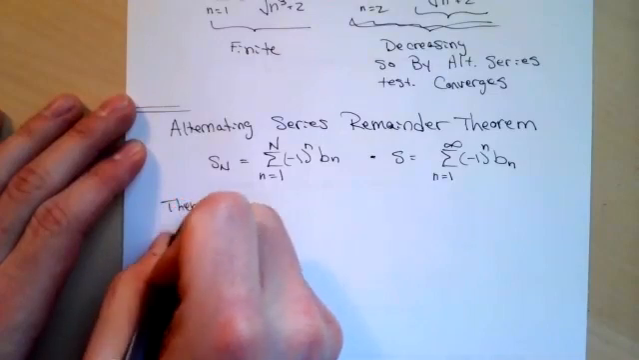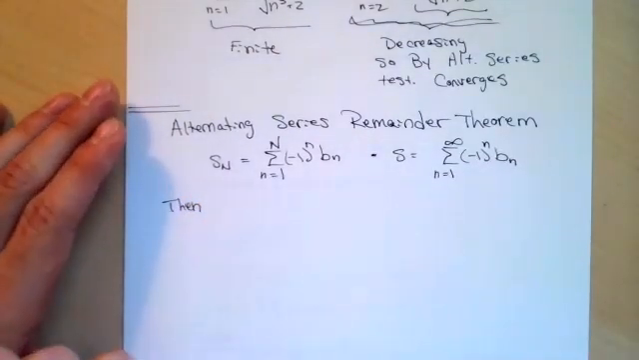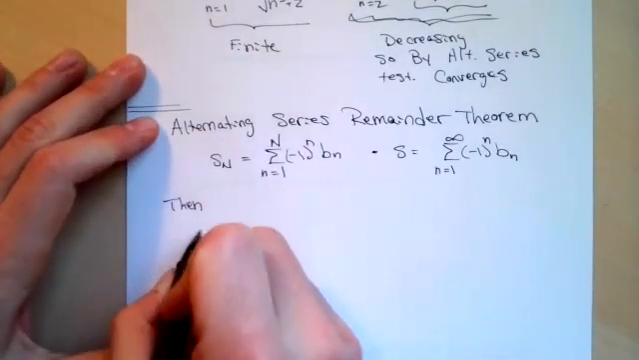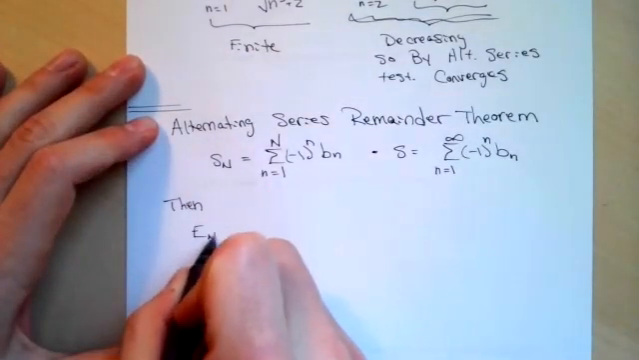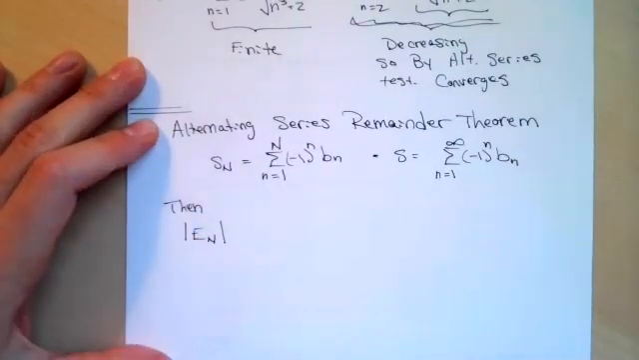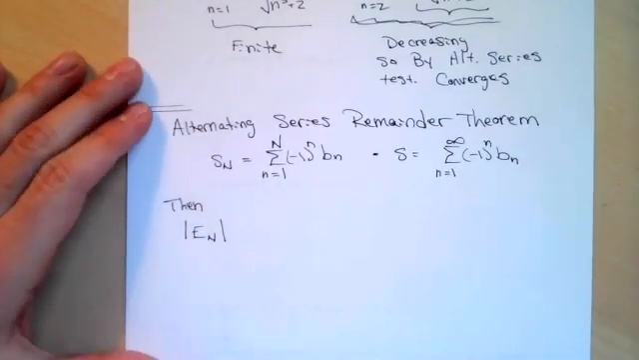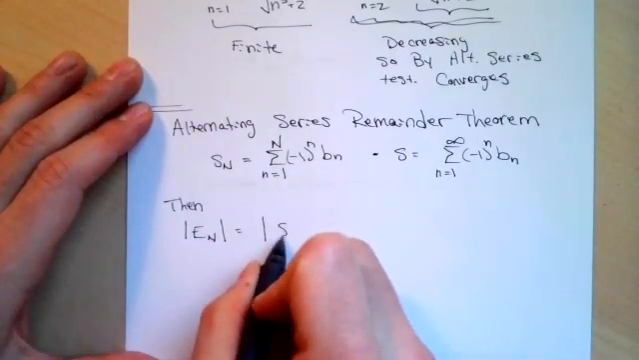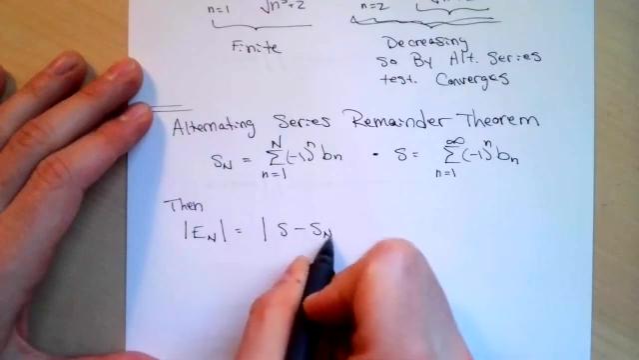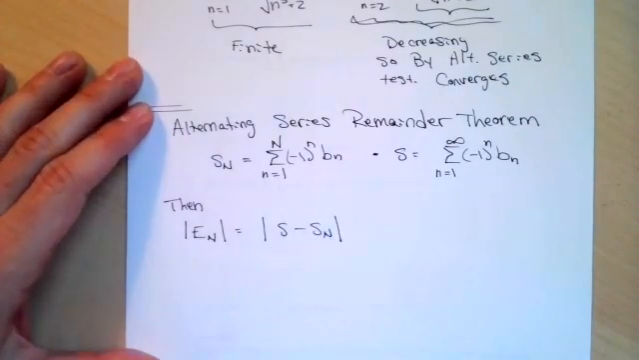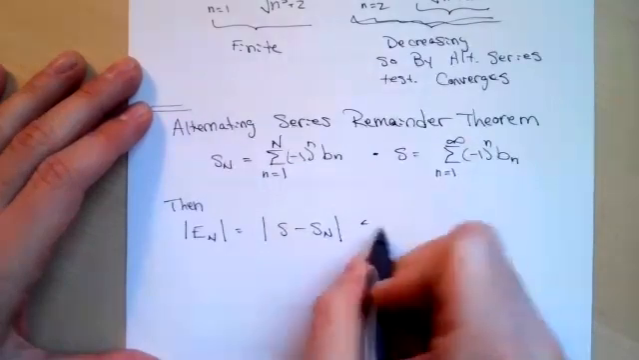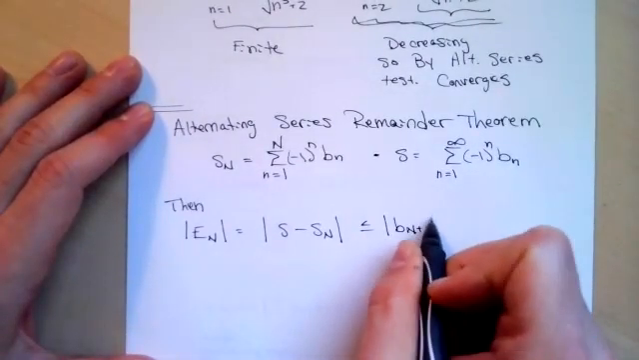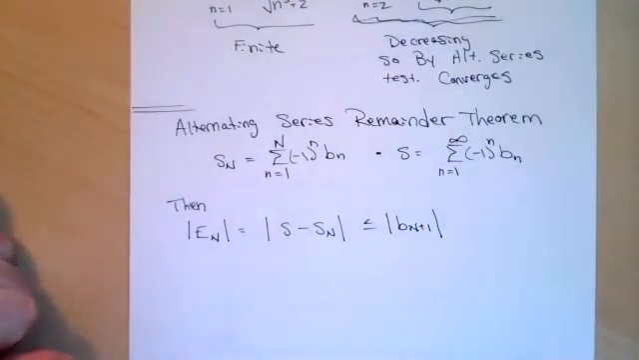Then, suppose it converges. We have a convergent alternating series. Then the error, if I only add up a finite number of terms, in other words, I'm looking at the difference between the total sum minus the partial sum, it's always going to be less than or equal to the next term in the sequence.